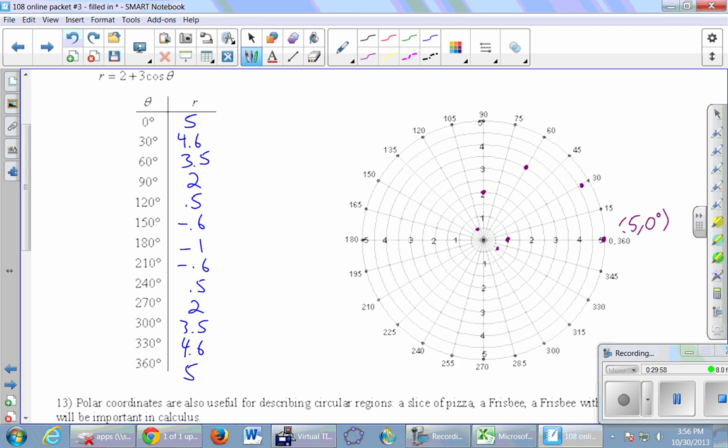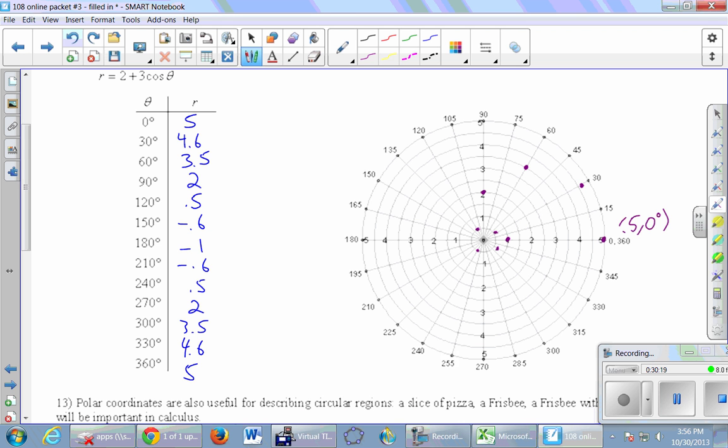Okay, I don't know what crazy thing these dots are doing. I don't see any kind of pattern, but let's keep plotting. 210 and negative 0.6. So you go to the 210, but you go the opposite direction because it's negative 0.6, so I think it's there. And then 240 is at 0.5. 240 is at 0.5 is there.